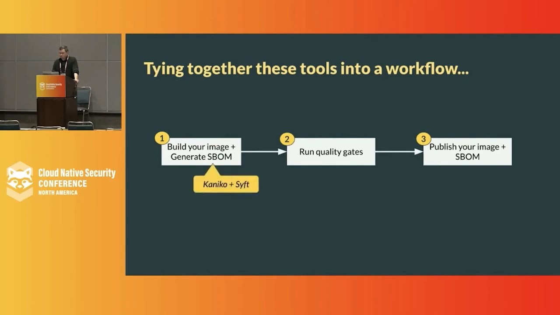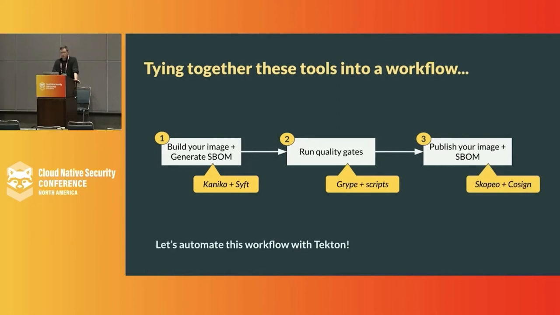So what we're going to do is use Kaniko and Syft for building an image and generating an SBOM, Grype and a little bit of scripting for quality gates, and Skopeo and Cosign for publishing our image and our SBOM. And we're going to tie this all together using Tekton, a Kubernetes native CI solution.